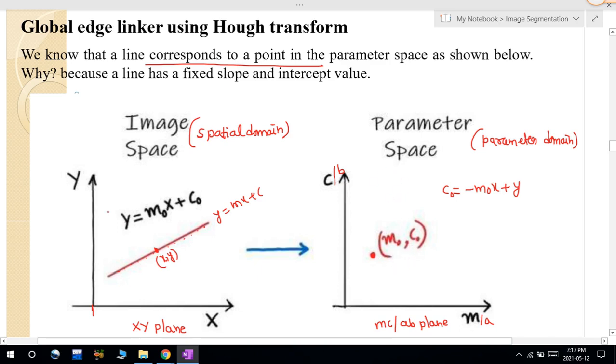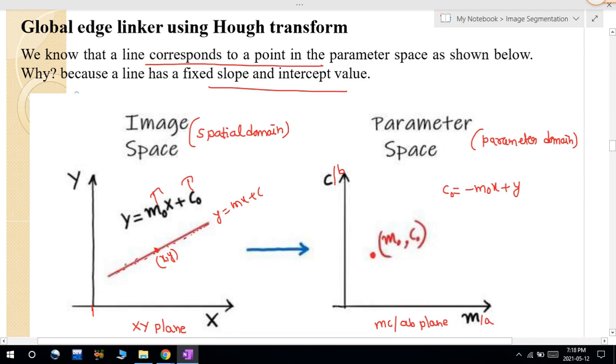What is this parameter space? This is your xy coordinates, this is your image space. But I won't consider these x and y values. I will convert these x and y coordinates into m and c, that is, the slope and intercept space. You can call it the AB plane or the MC plane, anything. Because a line has a fixed slope and fixed intercept, always this line has a fixed slope and a fixed intercept, while the points will be changing whenever we have this line.